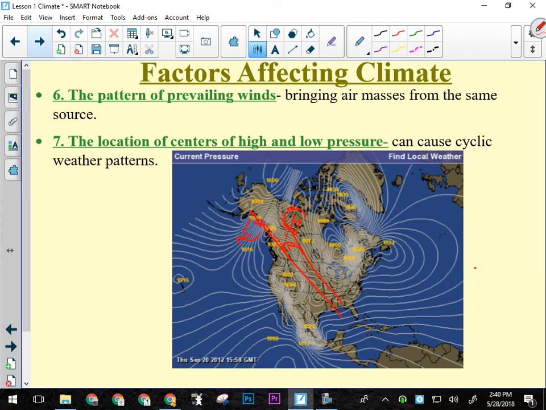So patterns of prevailing winds obviously affect wind, as one of the components of climate, but they can also affect precipitation, and they can affect temperature. They don't affect light though. And locations of high and low pressure can affect temperature, precipitation a lot, wind a lot, but have no effect on light. Really only latitude can affect light.